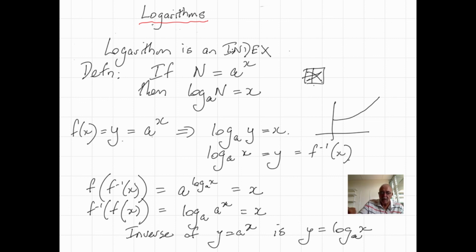So there's an introduction to logarithms. Always think, when you think logarithms, think indexes. A definition: if n equals a to the x, then the log of n to base a is equal to x, and then I've just shown here that the log is the inverse of the exponential function.